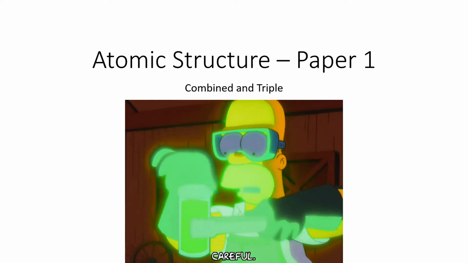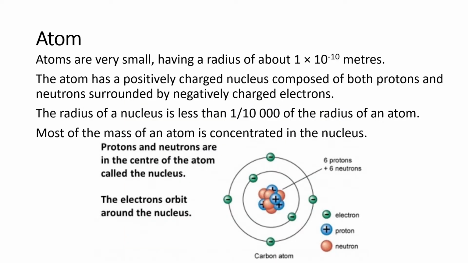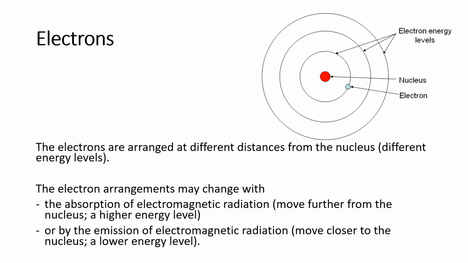This session is about atomic structure, which is in paper 1 and is in combined and triple science. The atom is very small. It has a radius of about 1 × 10⁻¹⁰ meters. It has a positively charged nucleus with protons and neutrons surrounded by negatively charged electrons. The radius of a nucleus is about 1/10,000th the radius of an atom, and most of the mass of an atom is concentrated in the nucleus.